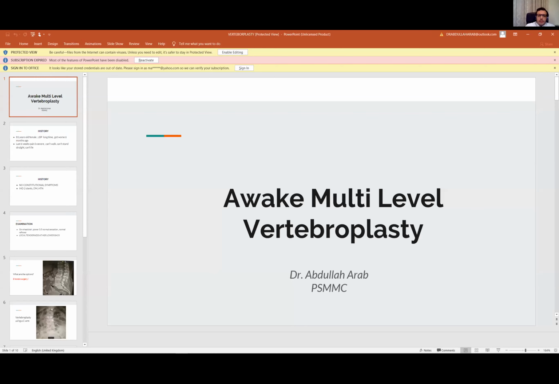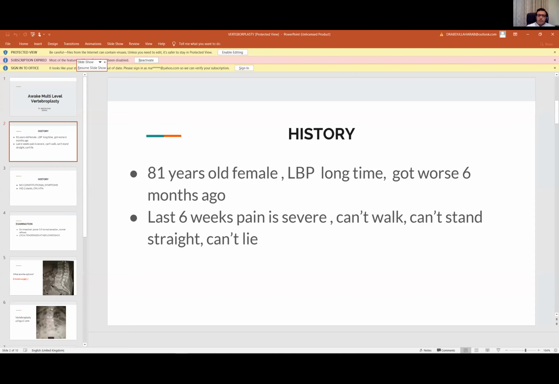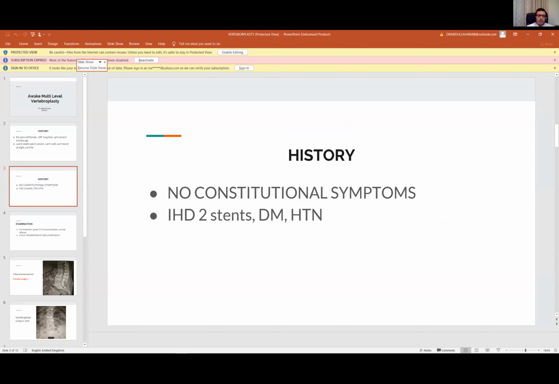Okay, so I'm going to present a case of awake multilevel vertebroplasty. She's an 81-year-old female, presented with low back pain. It's been a long time, got worse in the last 6 months, and in the last 6 weeks was very severe. She cannot walk, she cannot stand straight, and she cannot even lie down or sleep. No constitutional symptoms, fever or weight loss. Her past medical history, she's a known case of ischemic heart disease with 2 stents.